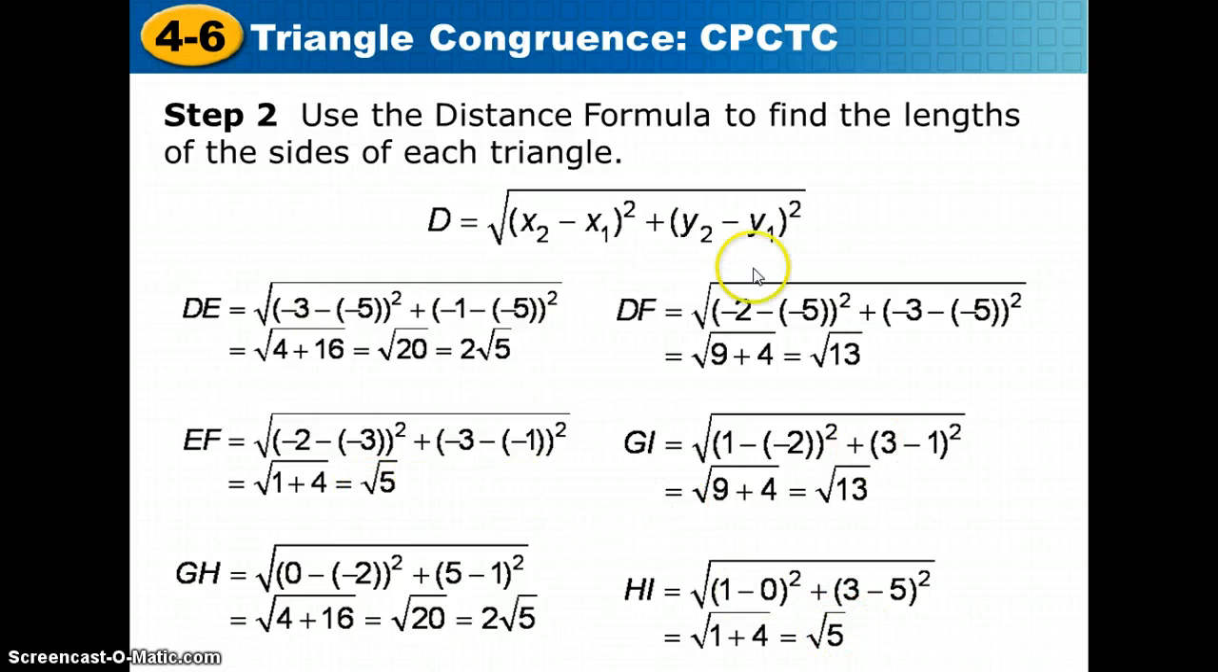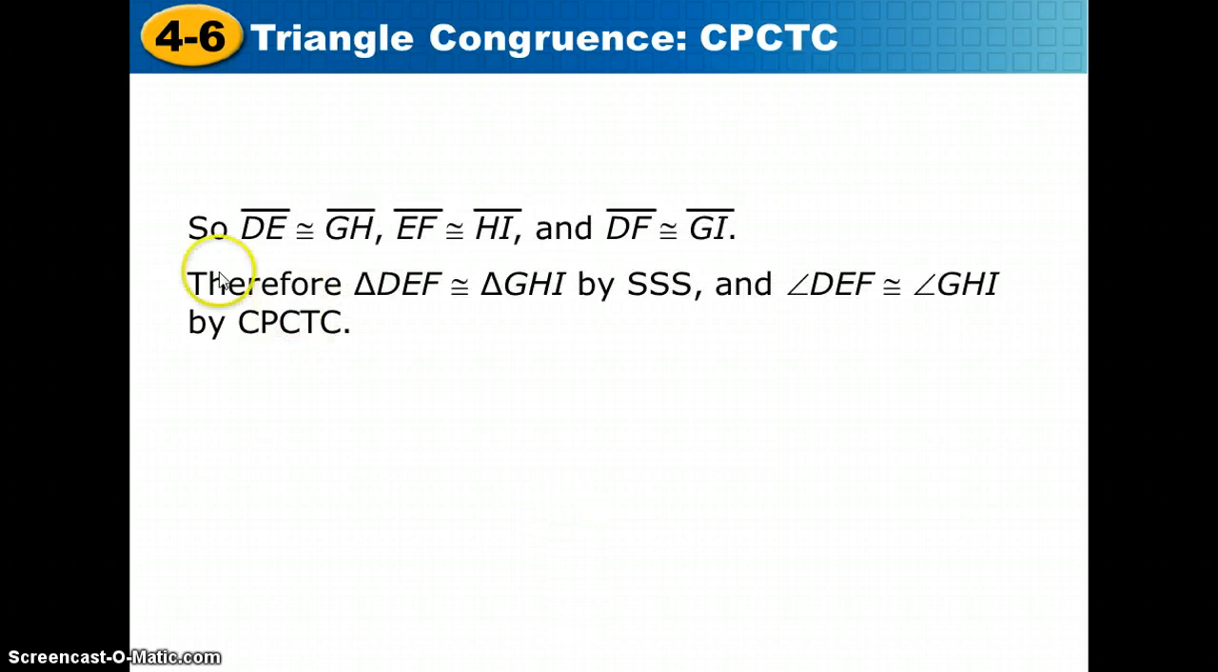So here's what we can say after you've been able to show all this work. We can say DE is congruent to GH, EF is congruent to HI, and DF is congruent to GI. Therefore, triangle DEF is congruent to GHI by side, side, side. We have 3 pairs of corresponding congruent sides. Since the triangles are congruent, their parts are congruent by CPCTC, so we can say angle DEF is congruent to angle GHI by CPCTC.